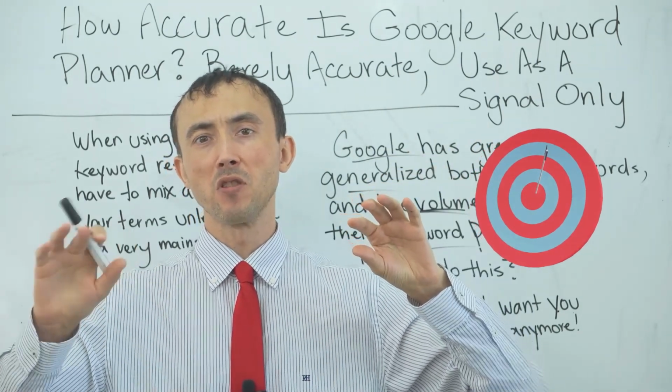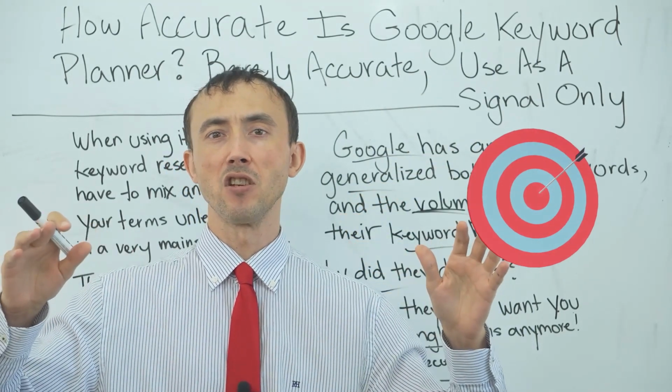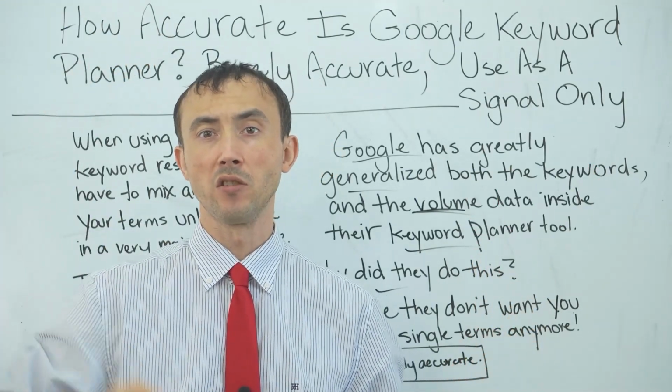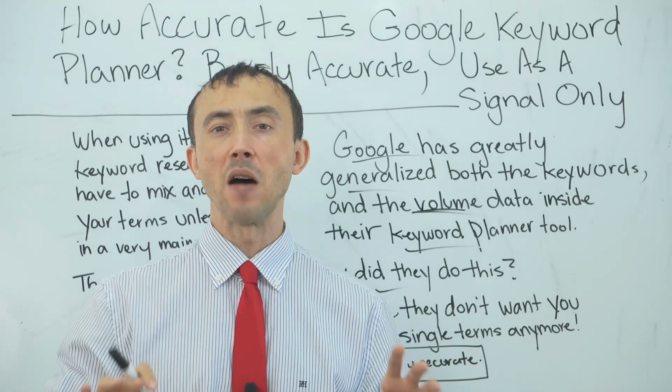But the volume is so generalized. It's going to say 10 searches when really it could be anywhere from 100 searches a month to 1 search a month. It's literally that bad now.